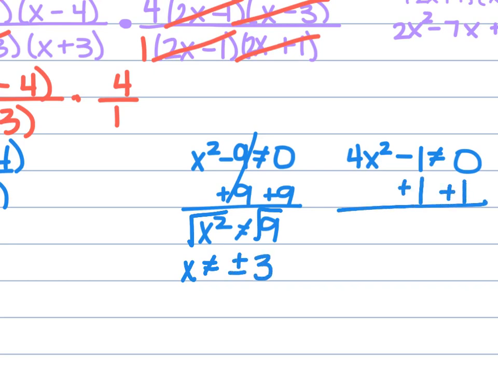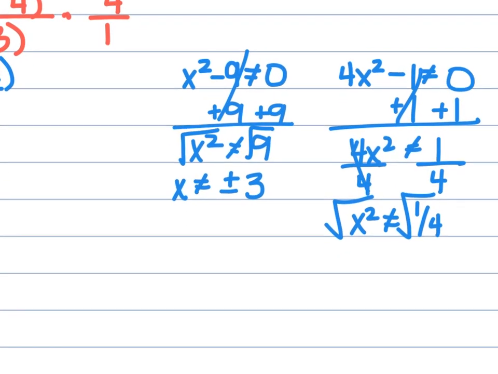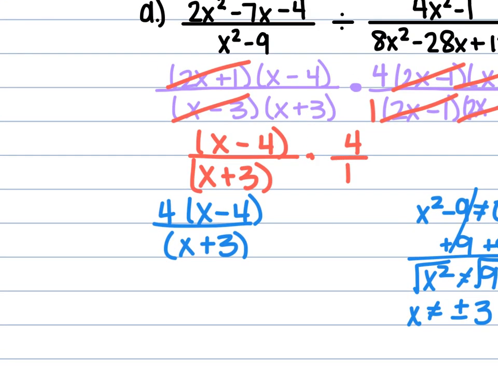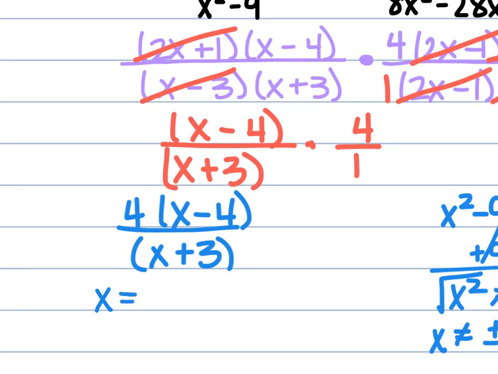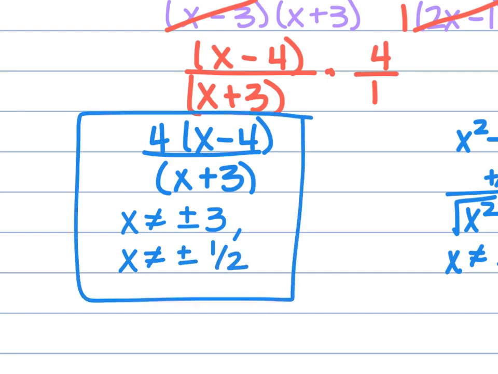With the 1, add it to both sides. You have 4x squared is not equal to 1. Divide by 4. You have x squared cannot equal 1/4. Take the square root of both sides. You have x cannot equal plus or minus 1/2. So you have to include these as part of your answers as well. So here's this. x cannot equal positive or negative 3, and x cannot equal positive or negative 1/2. So this whole thing is your answer.